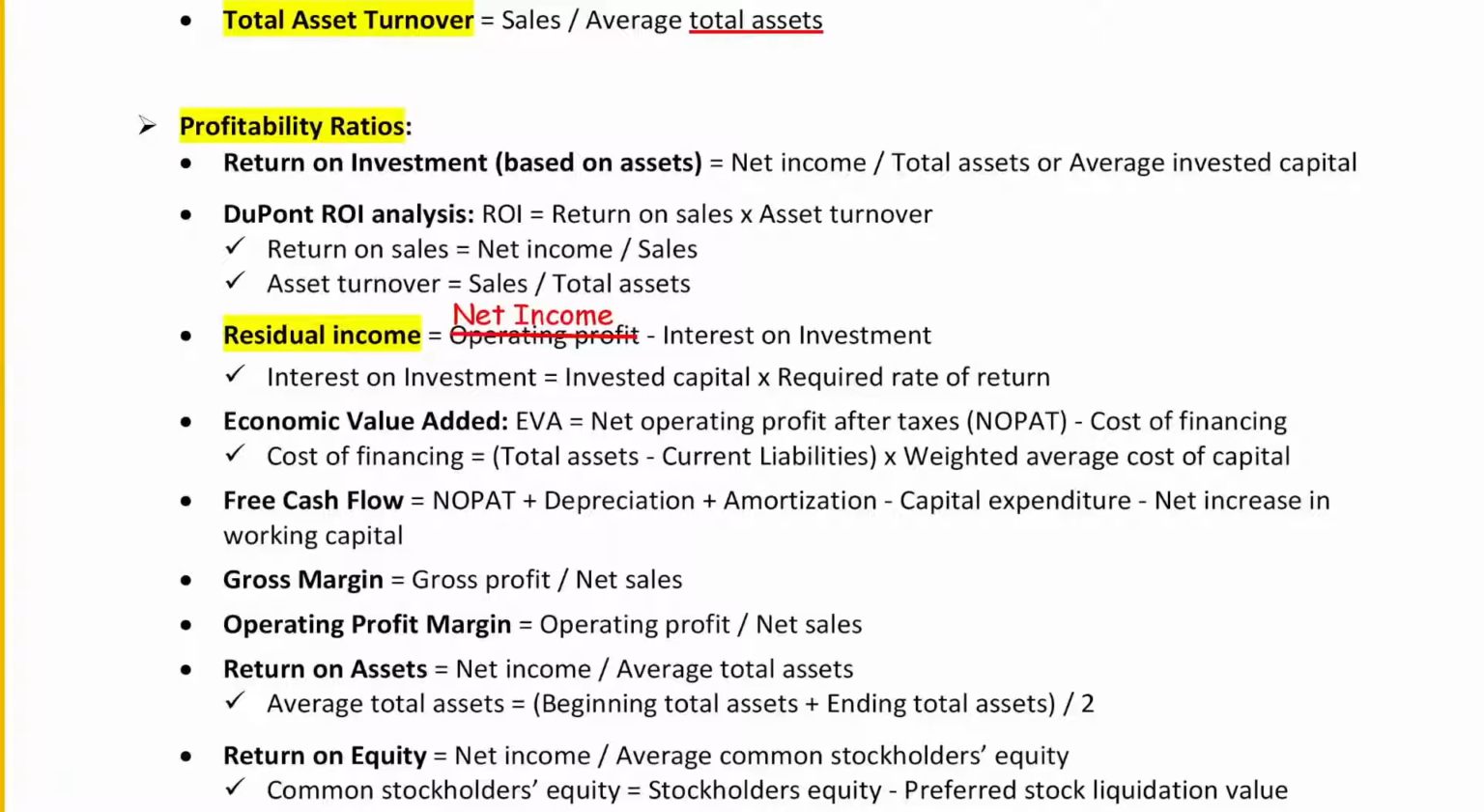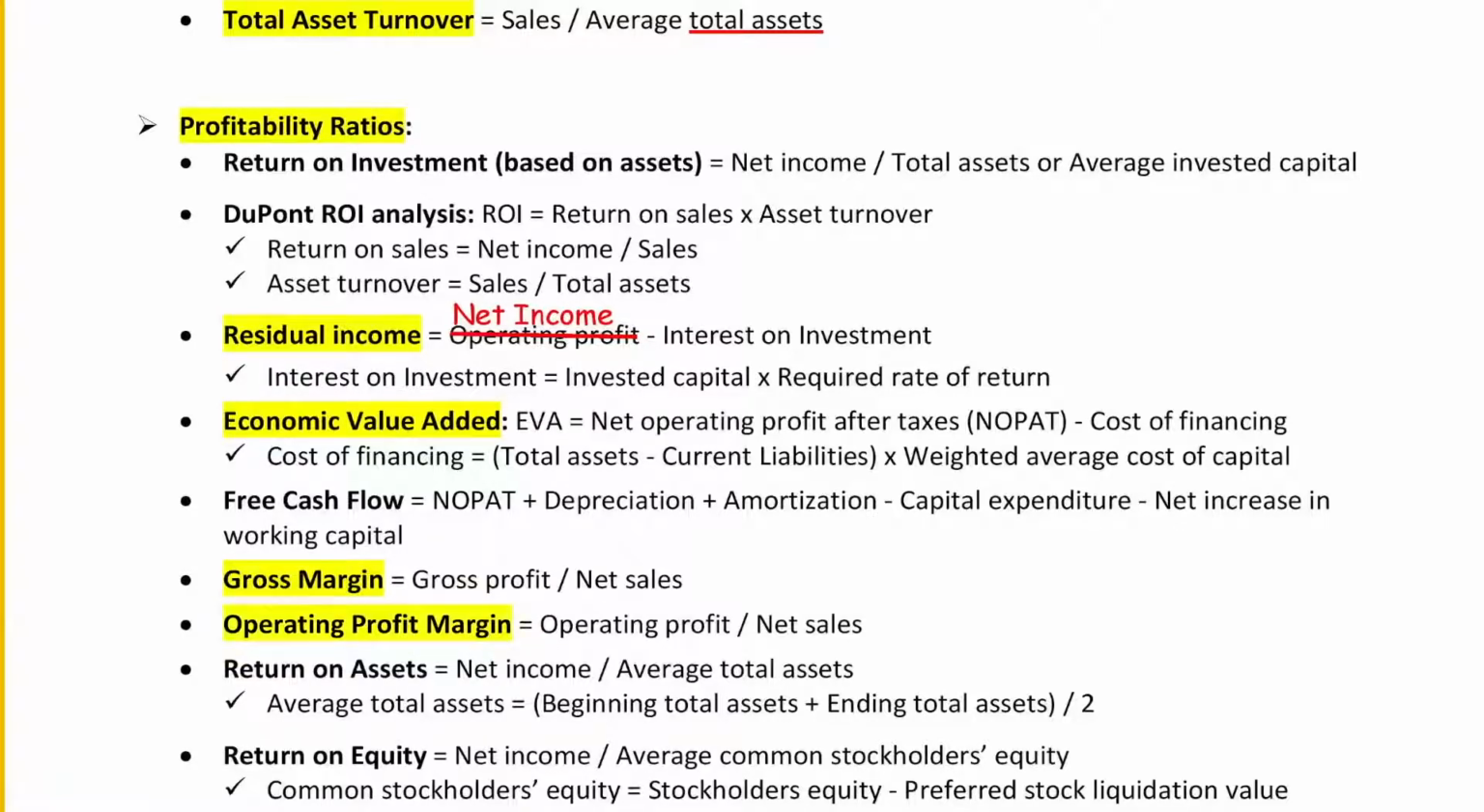Next one, highlight economic value add, where we're looking at the economic value added to both equity as well as debt investors. So we started with net operating profit after taxes and then we subtracted the cost of financing. We've already looked at free cash flow. Next one, highlight gross margin. So that's gross profit by net sales. Highlight operating profit margin. So that's operating profit by net sales.